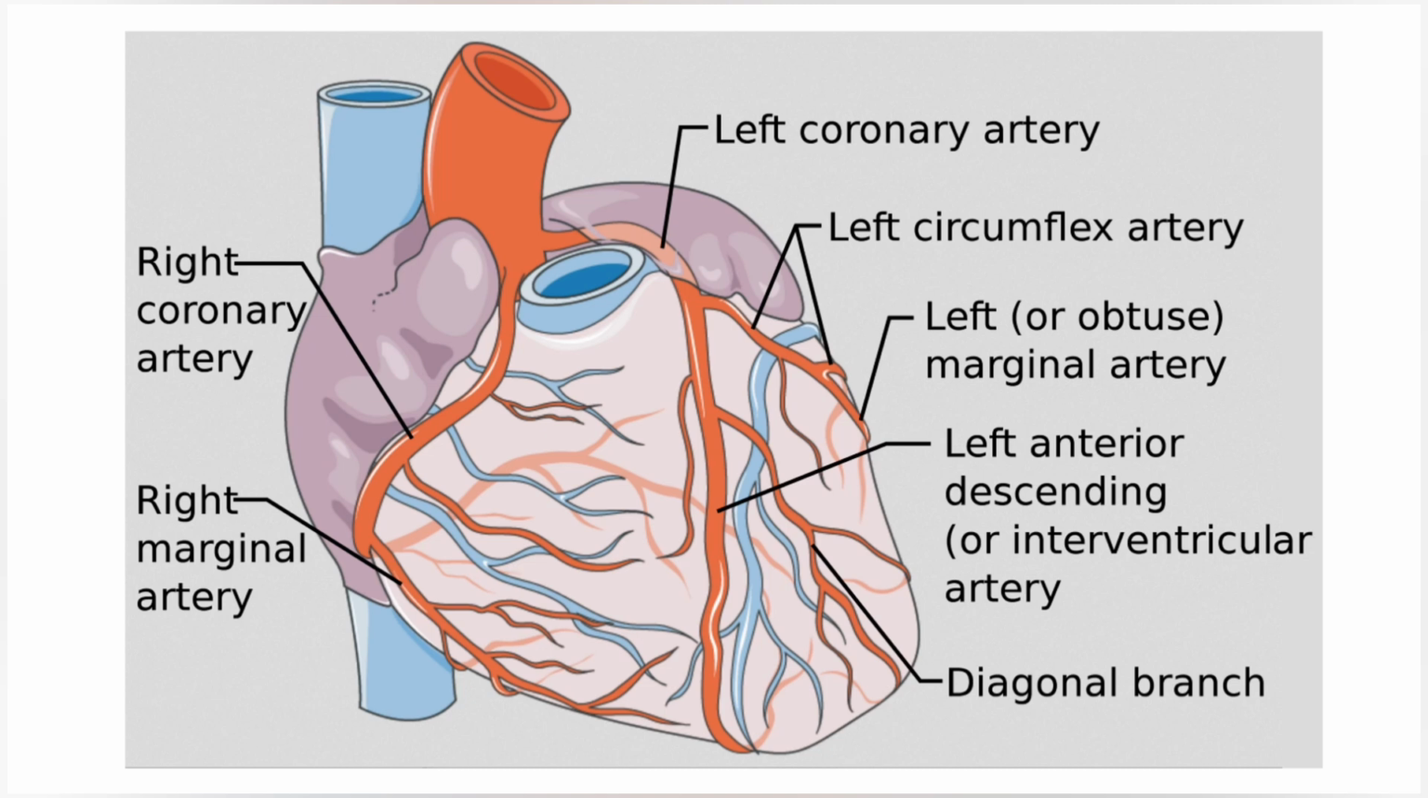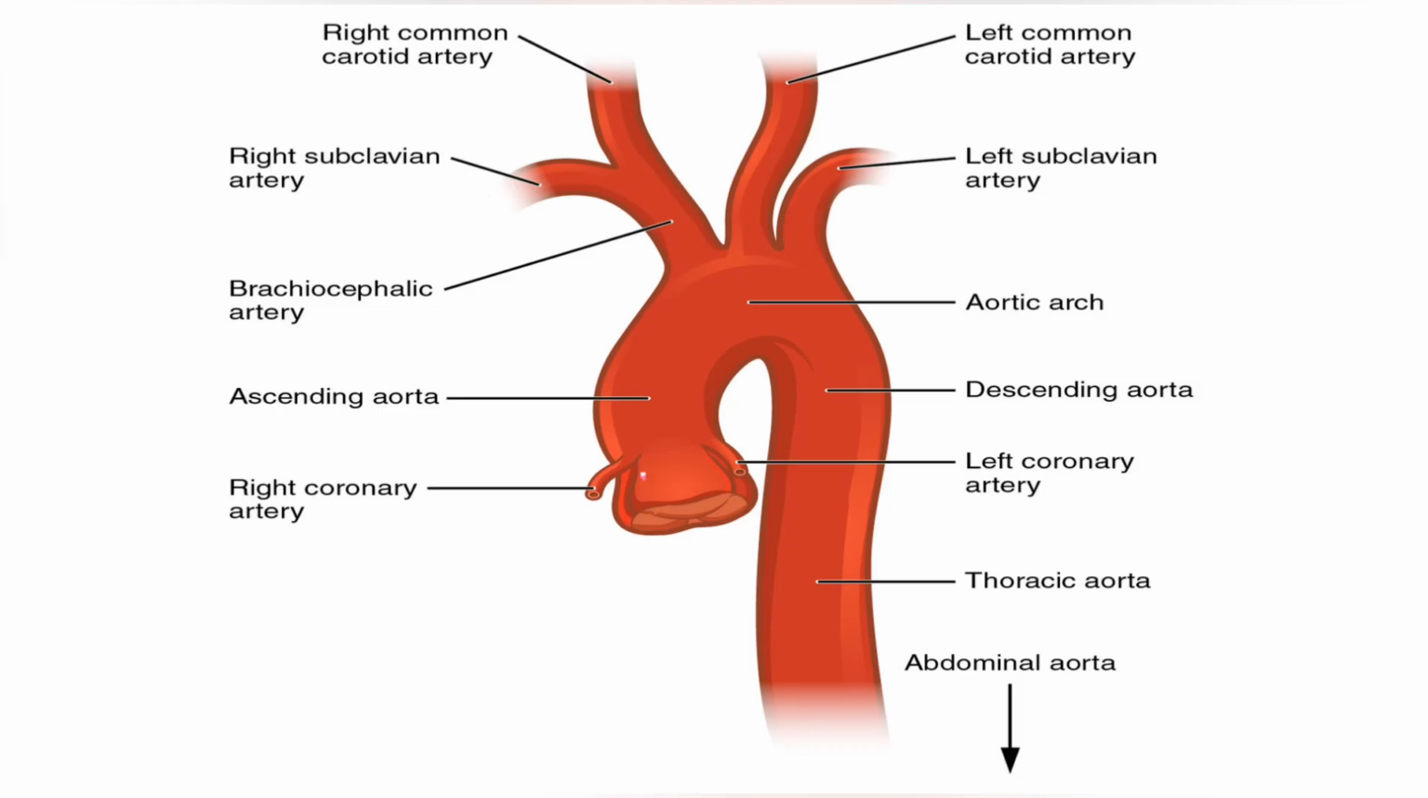Any blockage is the cause of myocardial infarction, or heart attack. The aortic arch is a continuation of the ascending aorta, in the shape of an arch, and connects the ascending aorta with the descending aorta. There are three major branches arising from the aortic arch: the brachiocephalic artery, the left common carotid artery, and the left subclavian artery.